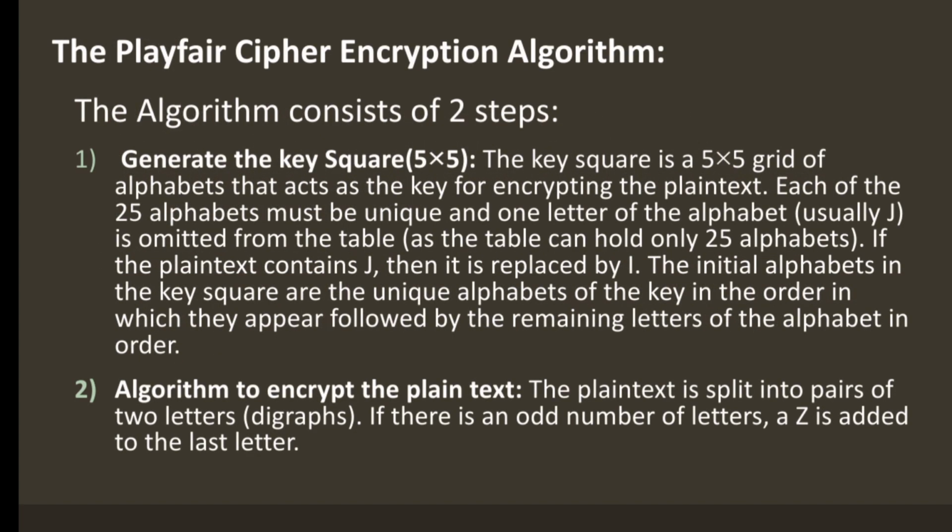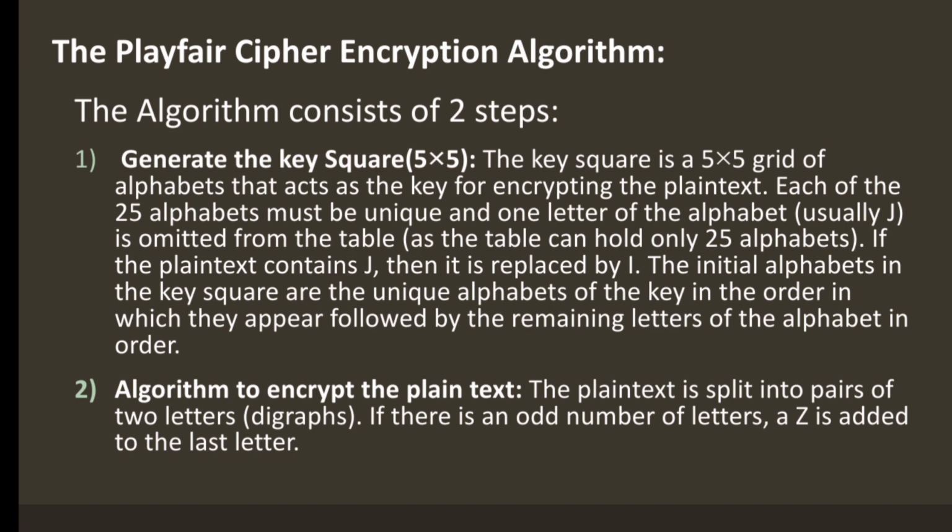Here is the algorithm for Playfair cipher. Basically, the algorithm consists of two steps. The first step is to generate the key square, which is 5 cross 5. The key square is a 5 cross 5 grid of alphabets that acts as the key for encrypting the plain text. Each of the 25 alphabets must be unique and one letter of the alphabet, usually J, is omitted from the table, as the table can hold only 25 alphabets. If the plain text contains J, then it is replaced by I.